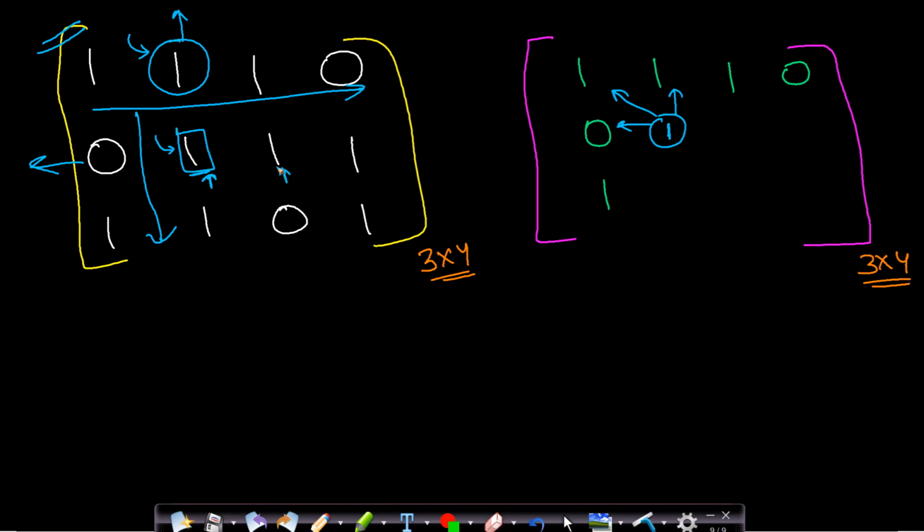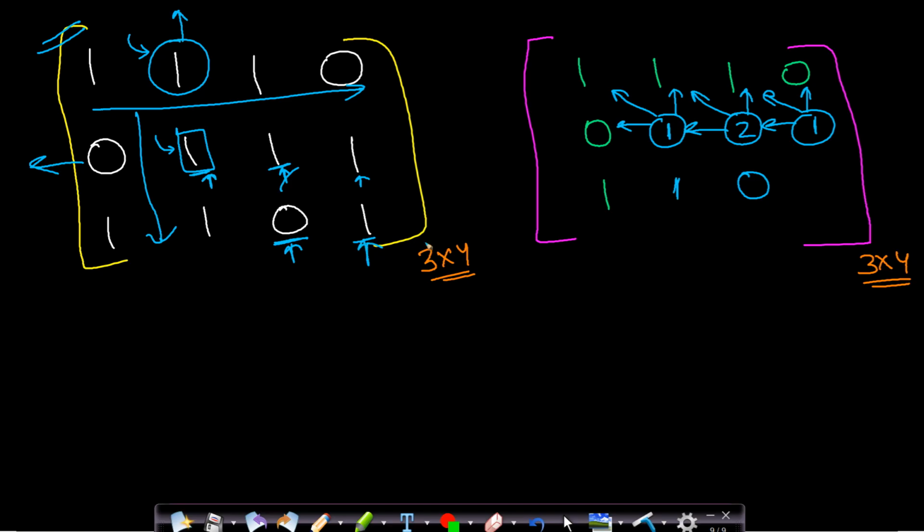Now similarly for this point, we take the minimum of these 3 values and add 1 to it. And why are we doing this? This I have already explained. So this will be equal to 2. Now similarly for this point, we see these 3 points, take the minimum and add 1, this will be 1. Similarly this will be 1. This is 0, so we don't have to do anything. This will not be a part of a square submatrix, so it will contain 0.